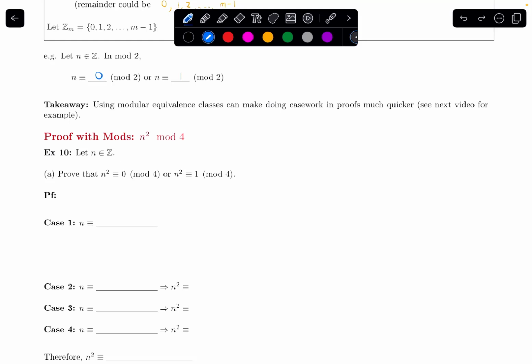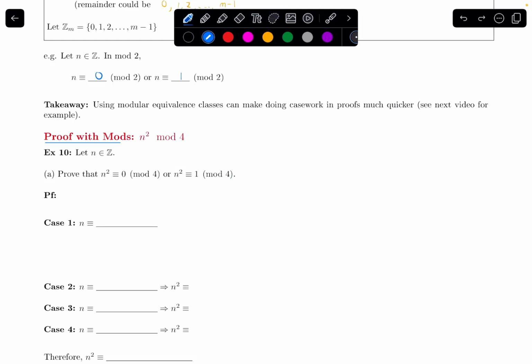In this video, we will do a proof using mods. All right, so let's get right into an example, into a proof. I'm gonna let n be an integer, and I wanna prove that n squared is either congruent to 0 mod 4, or n squared is congruent to 1 mod 4.